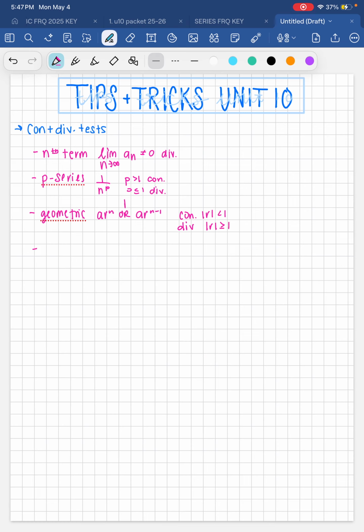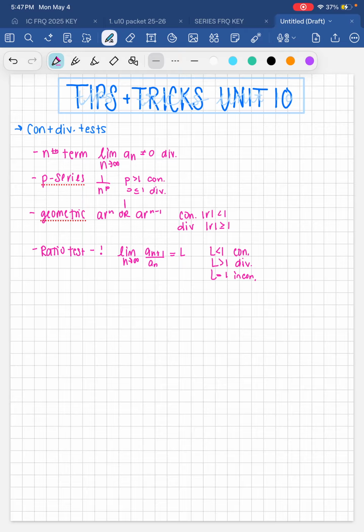Next test I would try and use is the ratio test. Not ration, ratio test. If you guys see an exclamation point, which is a factorial, you always use it. And remember, we're taking the limit as n approaches infinity of a sub n plus 1 over a sub n, and we're going to get some value L. If L is less than 1, we converge by the ratio test. L greater than 1, we diverge. L equals 1, we're inconclusive.